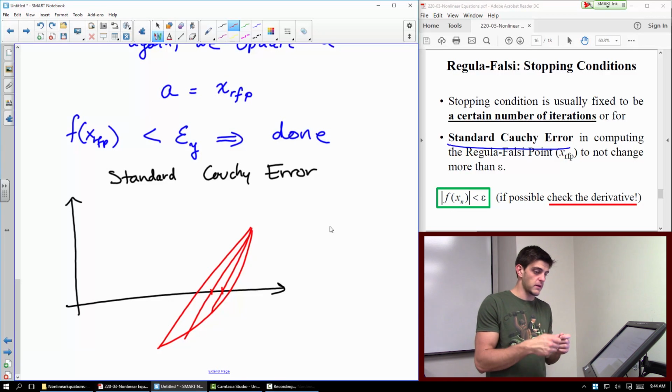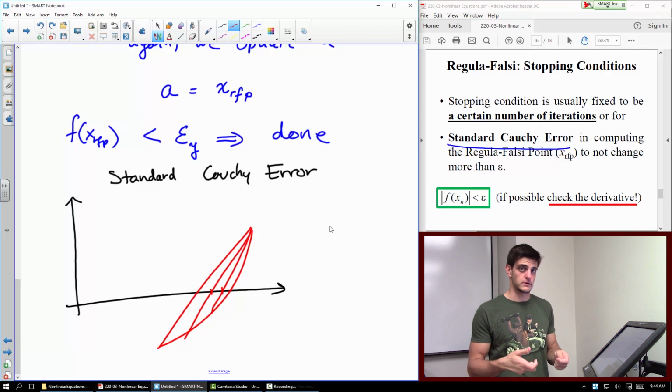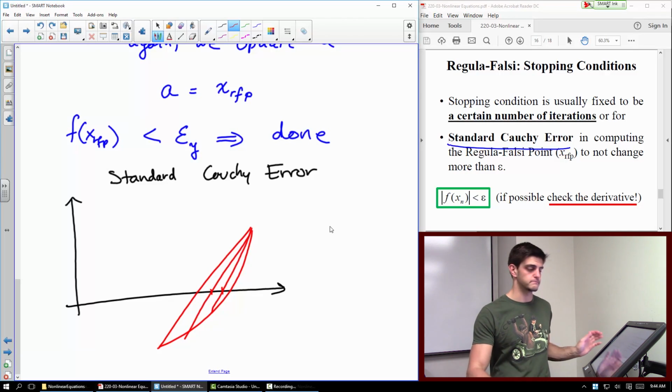Because with each iteration, you're taking a smaller and smaller step. So if you're not going to converge to it now, you're not going to converge to it later either. So you might as well stop. And with that, I'm going to end with Regula Falsi. In the next episode, I'm going to talk about the fixed point iteration method.